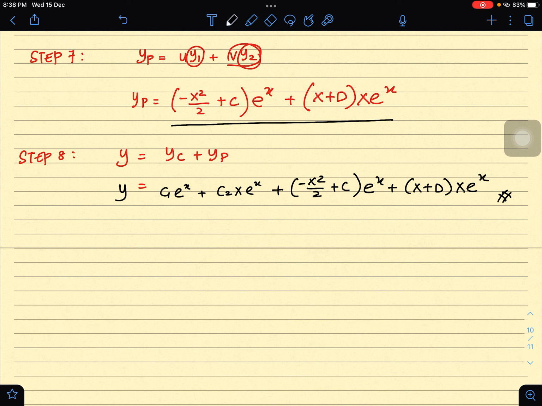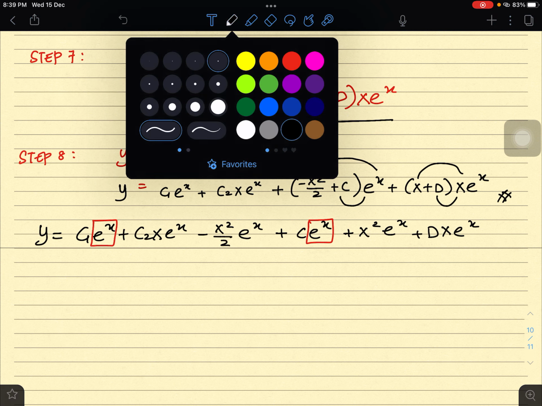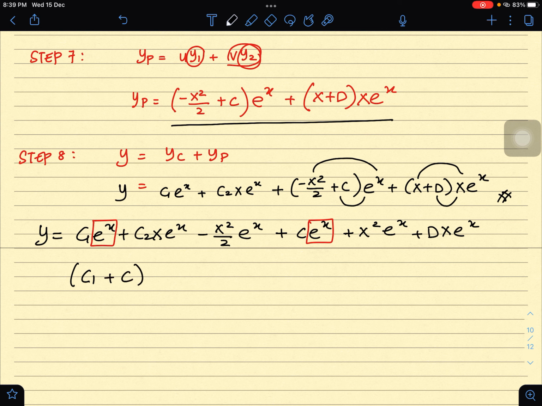Okay, so macam mana nak ringkaskan? Kita nak buka kurungan. So kalau awak tengok kat sini, Y sama dengan C1 eksponen X tambah C2 X eksponen X. So yang ni darab dengan ni, awak akan dapat tolak X square over 2 eksponen X. Yang ni darab dengan ni dapat tambah C eksponen X. X darab dengan ni tambah X square eksponen X. Yang darab ni tambah D X eksponen X. Kemudian kita tengok yang mana yang sama, kita boleh sekalikan. So yang ini kita ada eksponen X. Okay. So yang ini kita sekalikan lah. Dia akan jadi C1 plus C eksponen X.